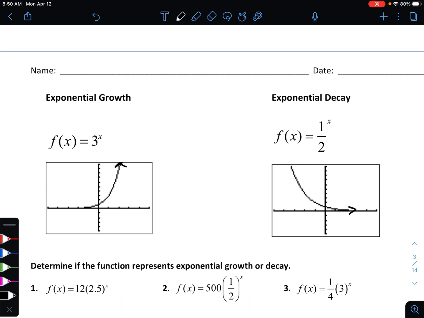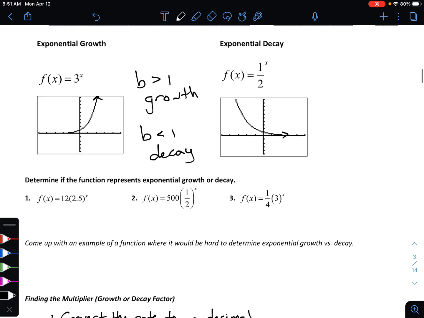So if that number is larger than 1, in other words, if our multiplier or our base is greater than 1, that means that our function is going to show growth. Whereas if that number we're multiplying by is less than 1, that's going to show what's called decay. So decay is just the opposite of growth. And so that makes it really easy to tell just looking at an equation whether or not the function is growing or decaying. So let's do some practice with that.